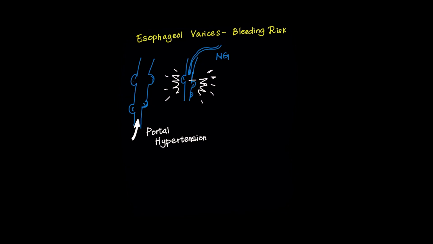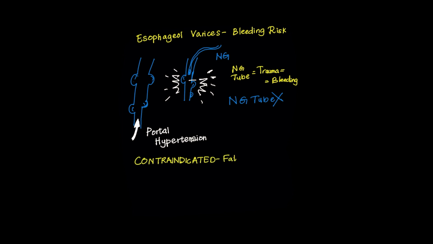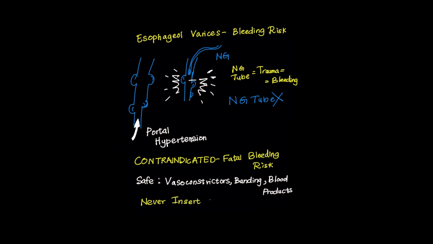Inserting a nasogastric tube would scrape directly against these fragile varices as it passes through the esophagus, potentially tearing them open. This would cause massive hemorrhage that can lead to death within minutes. That's why NG tubes are absolutely contraindicated. In contrast, treatments like vasoconstrictors reduce portal pressure, band ligation treats the varices directly, and blood products prepare for potential bleeding. All appropriate interventions.